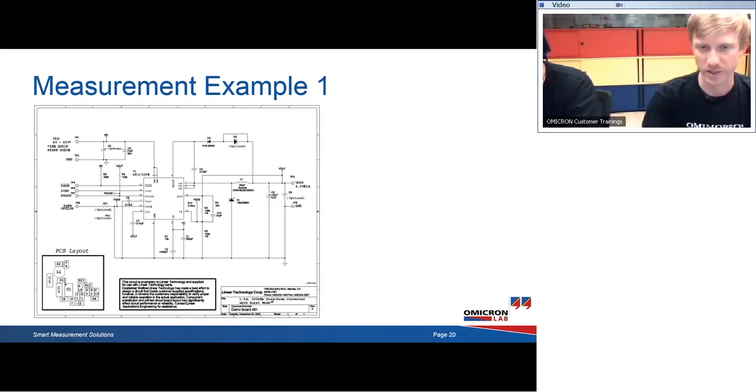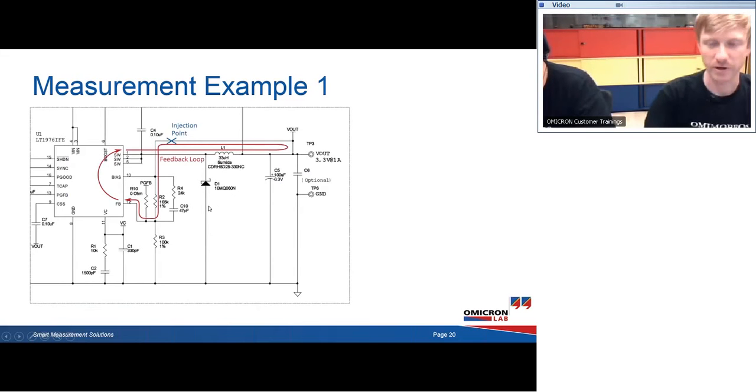So let's have a look at the circuit diagram to find the injection point. And as Bernhard has already explained before, this is quite an easy job. So we just locate the output voltage, then we check where is the feedback divider, and then we can find our feedback loop and analyze the injection point.